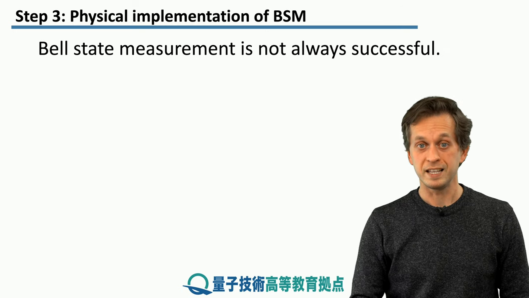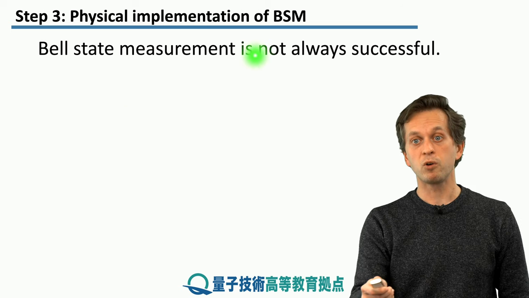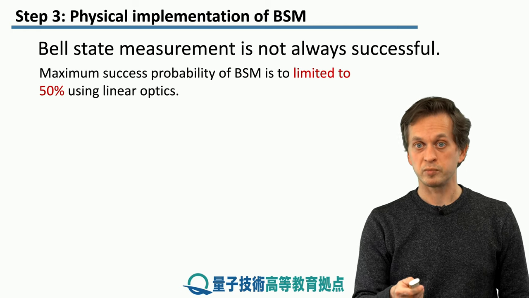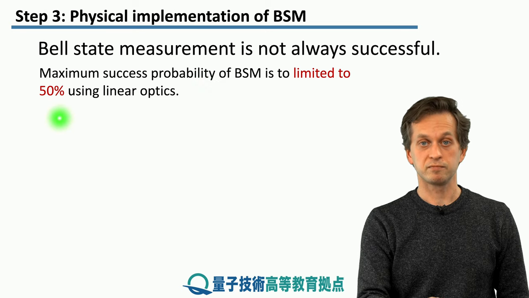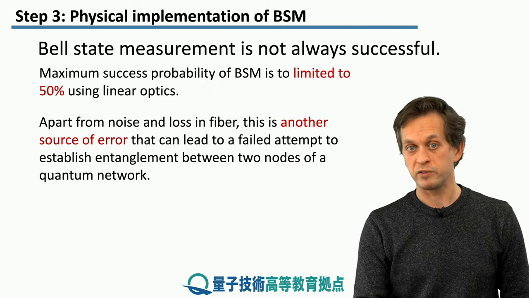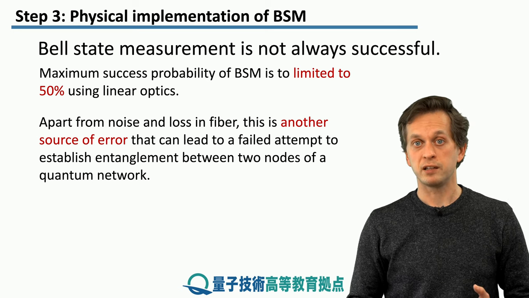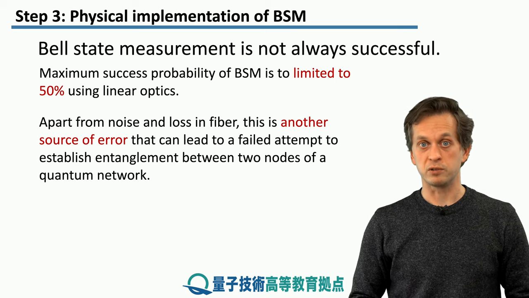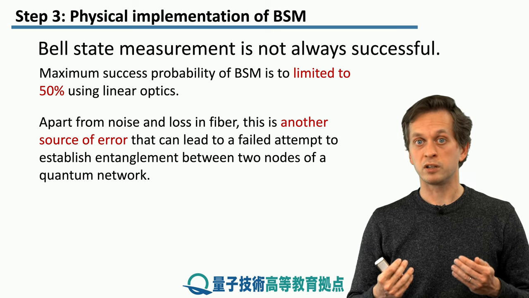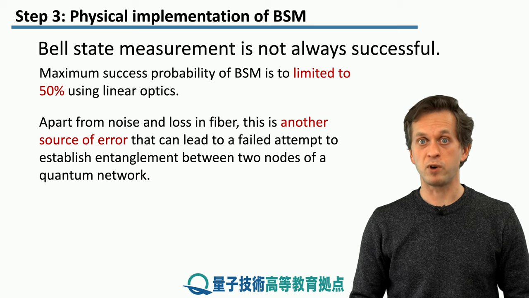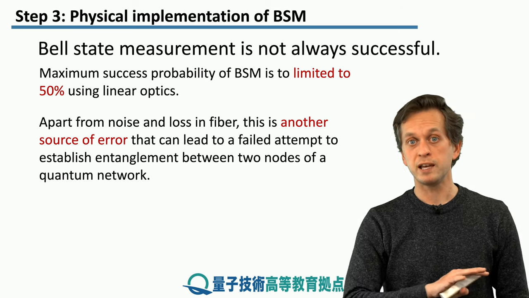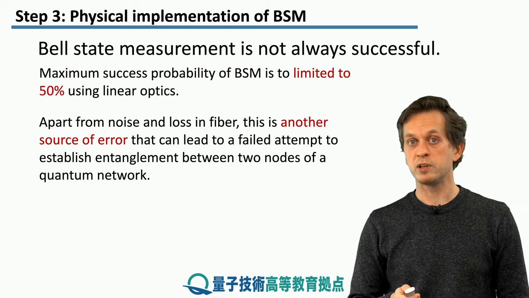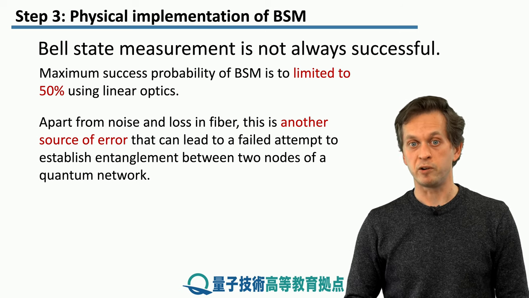So this means that a Bell state measurement cannot always be successfully implemented with linear optics. Actually, the maximum probability is limited to only 50%. So we have seen in a previous lesson that quantum repeaters have to contend with a lot of noise. We have to deal with that noise. We have to purify our states to counteract the effects of this noise. We have also seen in previous lessons that we have to deal with lossy fibers, which was the reason why we started talking about quantum repeaters. But even if we take away all of these sources of error, there is still a fundamental error in the fact that Bell state measurement cannot be always successfully executed with linear optics.